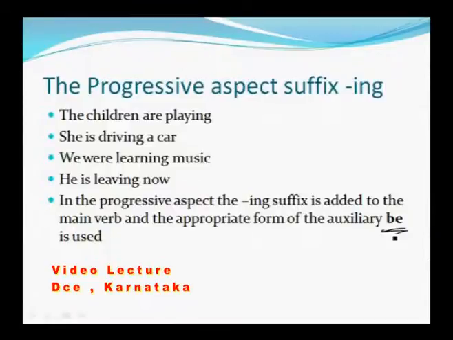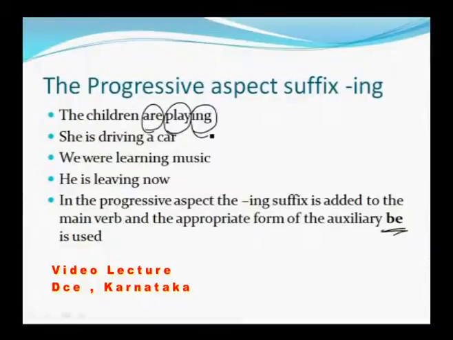The children are playing. What is the? The is an article or determiner. What is children? Children is subject. What is are playing? Are playing is a verb. Now what is are? Are is an auxiliary verb. What is play? Play is a lexical verb. What is ing? Ing is a progressive aspect.